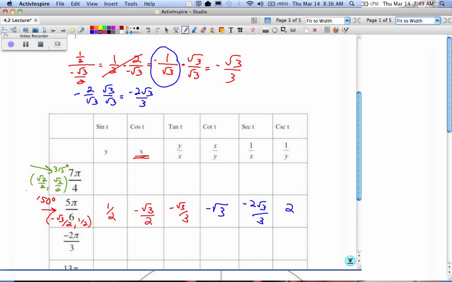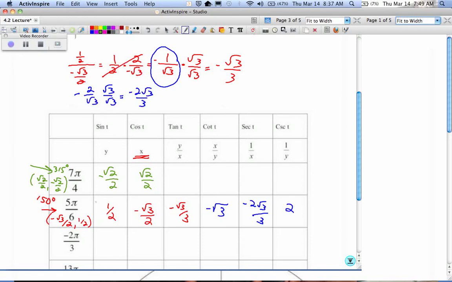Now, you know you're in the fourth quadrant, right? So the first one is positive, going to the right, but going down in the fourth quadrant, that second one is negative. So you always know your 45s are root 2 over 2. The y value, though, in the fourth quadrant is negative. The x value is positive.